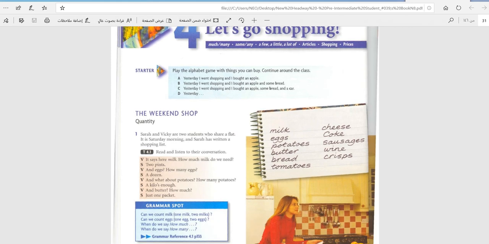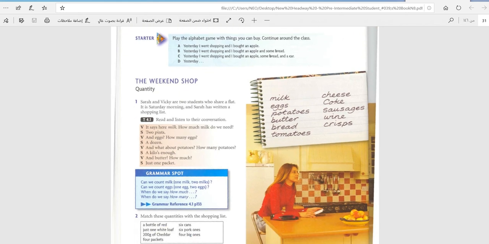The weekend shop quantity. Sarah and Vicky are two students who share a flat. It is Saturday morning and Sarah has written a shopping list: milk, eggs, potatoes, butter, bread, tomatoes, cheese, cake, eggs, and crisps. This is the shopping list for Saturday.